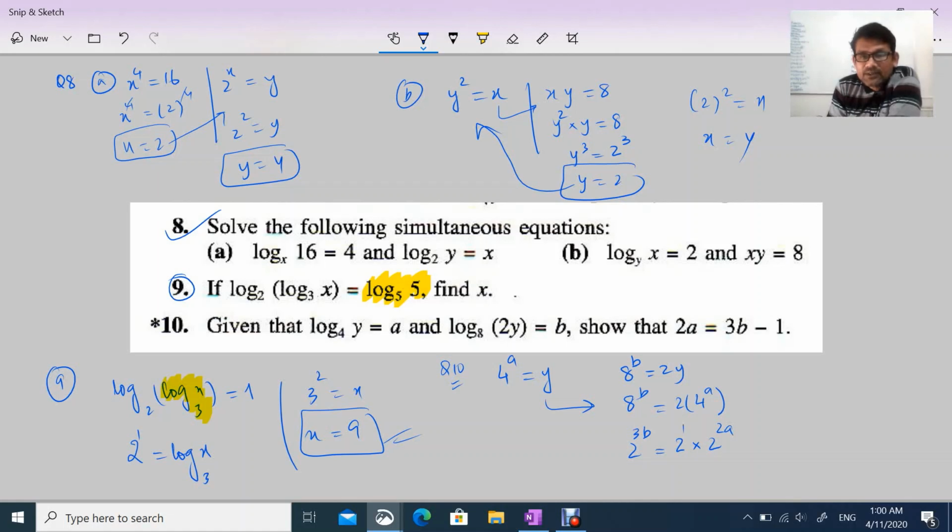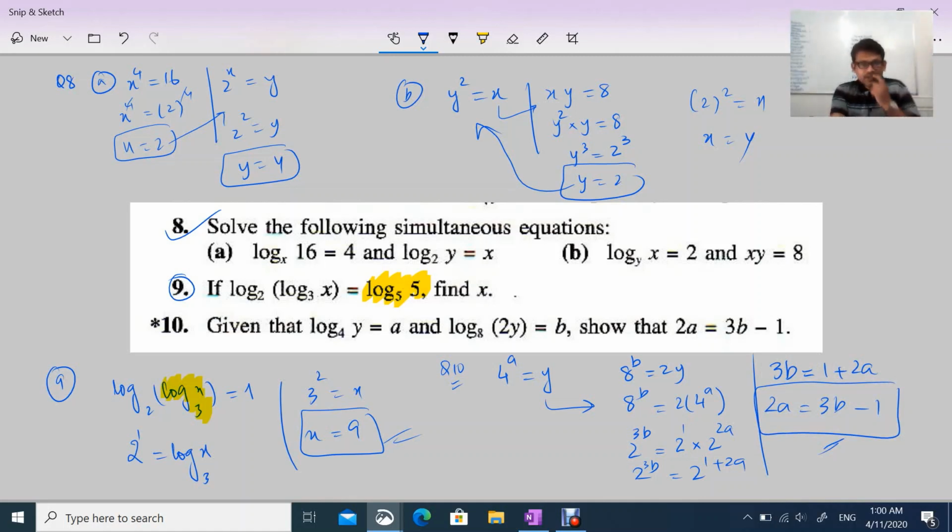This is 1. Bases are the same, so we can add the powers: 2 power 1 plus 2a. When bases are the same, we can compare the powers. So 3b is equal to 1 plus 2a. And if we want to make 2a the subject, 1 will become minus. So 2a is equal to 3b minus 1, and we have done it. Very good question. We sometimes have this kind of question in the exam.